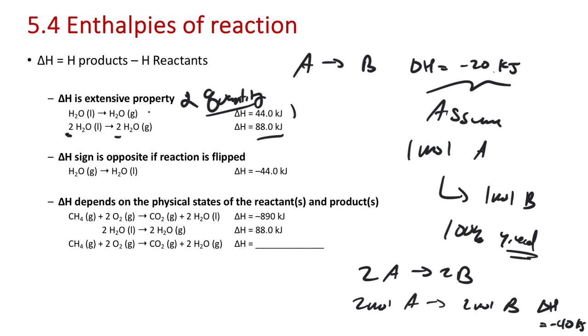So if you double the coefficients, you're doubling delta H. If you made it half a mole of water goes to half a mole of water vapor, that would be 22 kilojoules. So you can cut coefficients in half too. So cut these coefficients in half. Delta H should be 22.